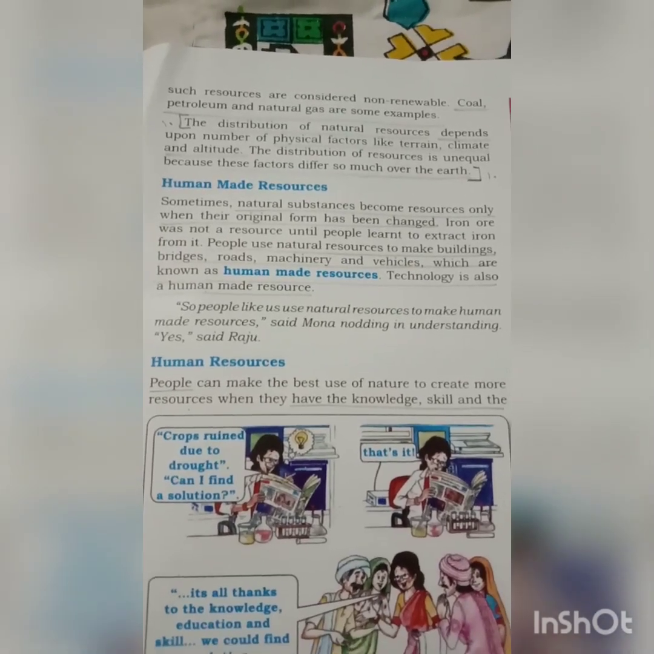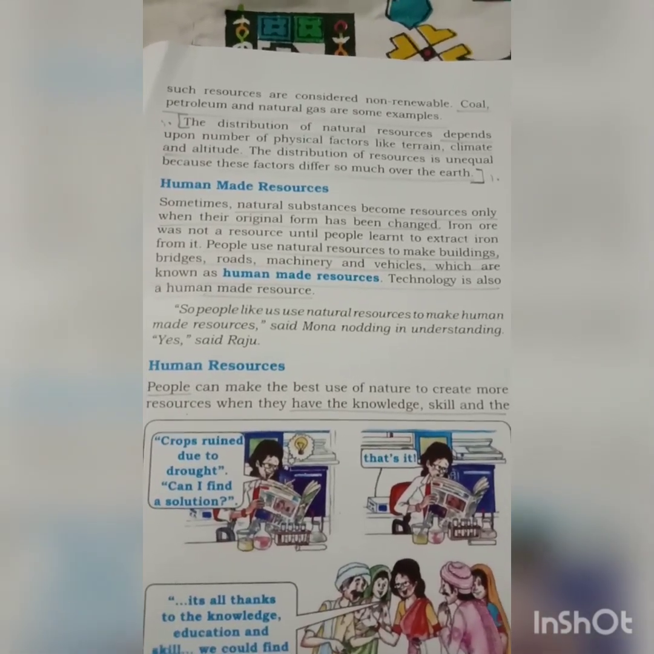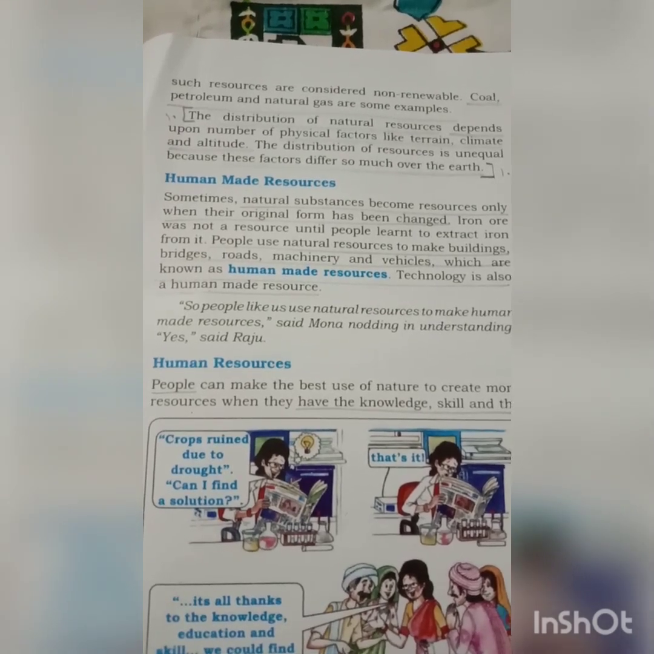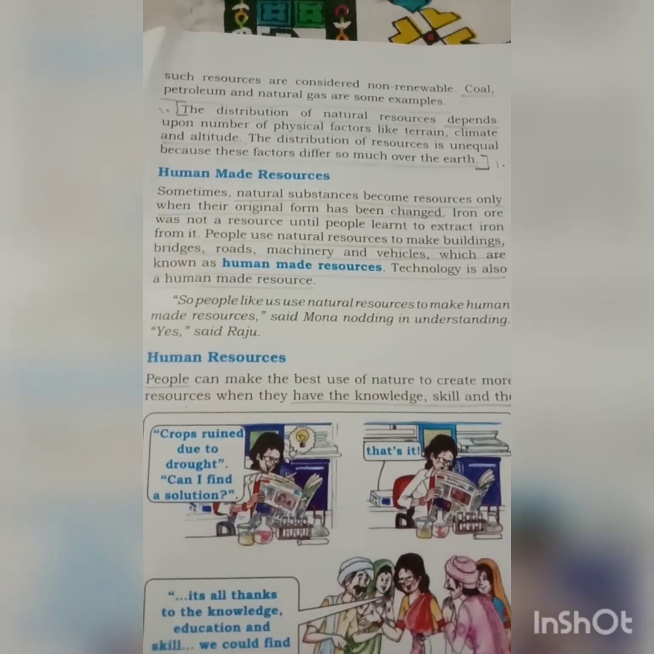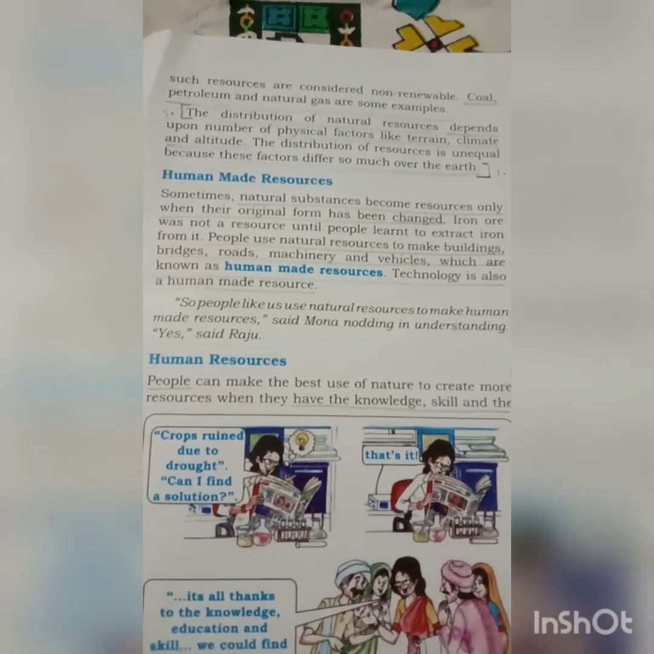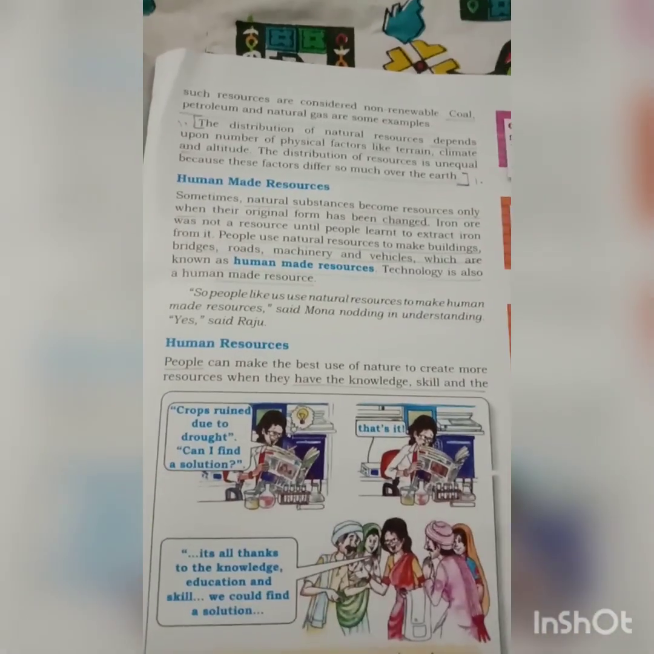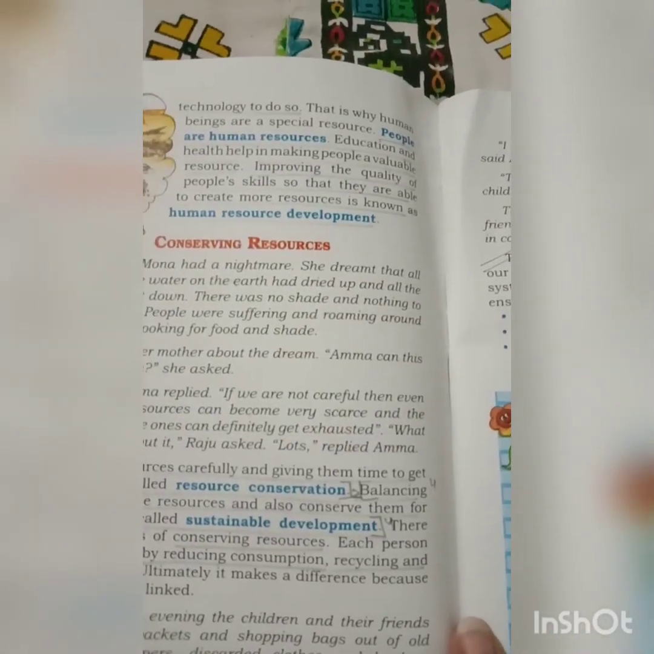Now talking about human-made resources, sometimes natural substances become resources only when the original form has been changed. For example, people use natural resources to make buildings, bridges, roads, machinery, and vehicles, which are known as human-made resources. Technology is also a human-made resource. People have the knowledge, skill, and ability to create these technologies. That is why human beings are a special resource.